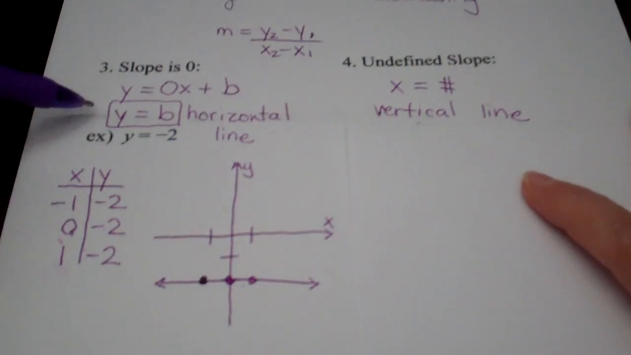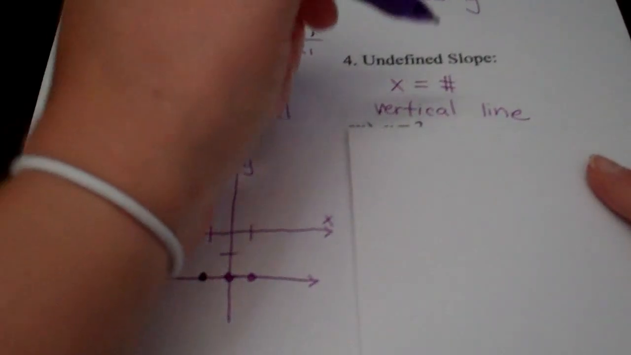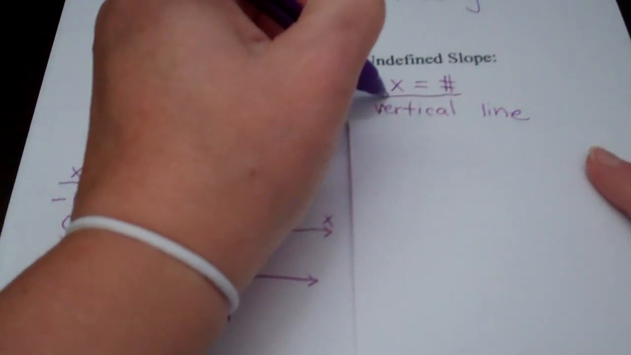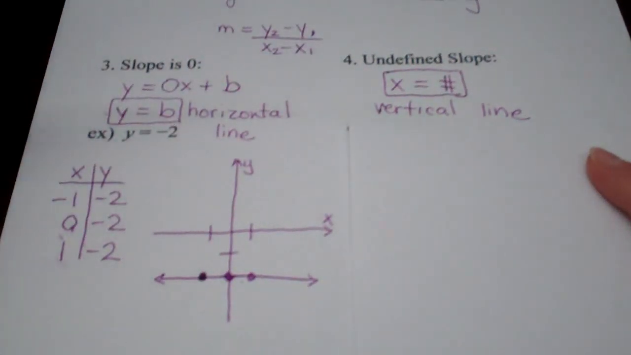If the slope is 0, think of that like flat ground. There's no steepness, there's no slant, it's horizontal like the horizon. That's how I remember that. Okay. If it's x equals some number, or if the slope is undefined, I think of that almost like infinite steepness, like the drop off of a cliff would be vertical. And so that's a vertical line.